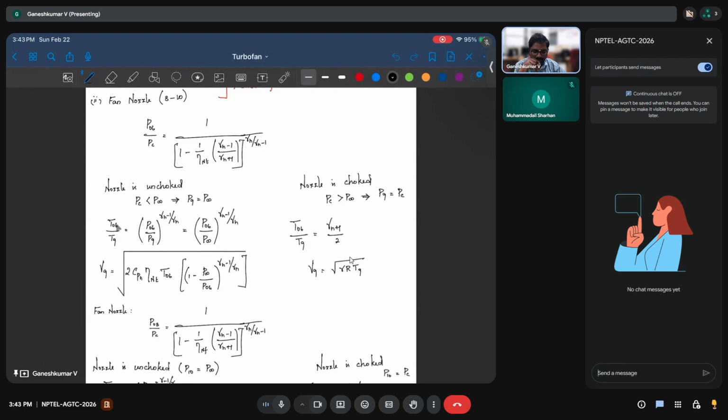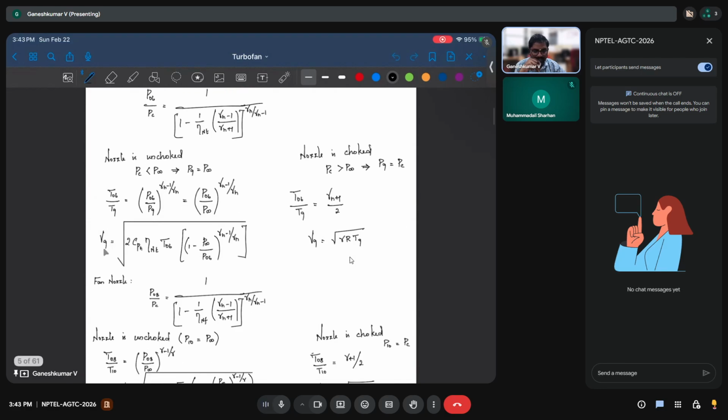Okay, and temperature is simply something you can express as a function of the pressure ratio, so that is no big deal. The only thing is, while calculating the exit velocity, you now have a nozzle efficiency. This is the isentropic efficiency of the nozzle, which is included while calculating the velocity of the air at the exit of the nozzle. So if the efficiency is given, you will have to include it, whether the nozzle is choked or not.